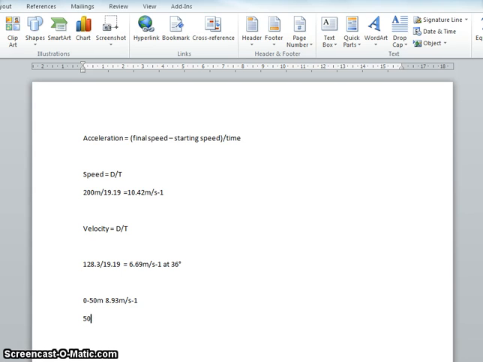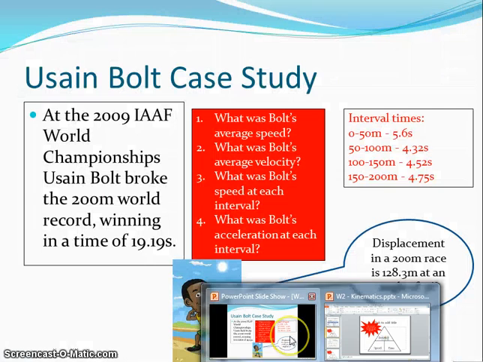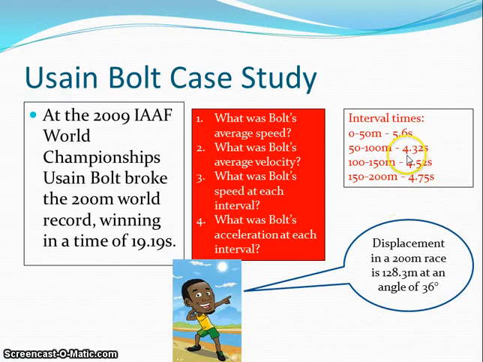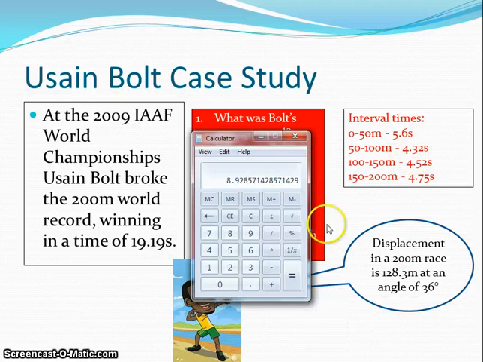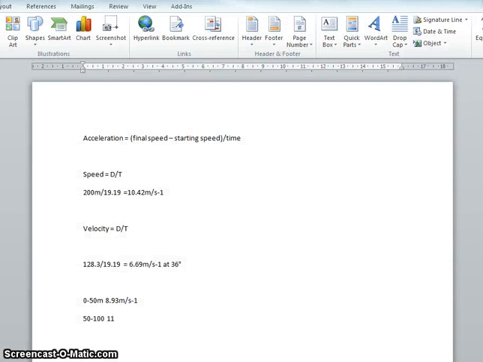Okay, now we're looking at 50 to 100. So go back to the PowerPoint. We can see he's got a little bit quicker as it's taking less time, 4.32 seconds. Again, 50 to 100, that's 50 meters again. So 50 divided by 4.32 equals 11.57. Always remember, you've got to put your units in, otherwise it means nothing.